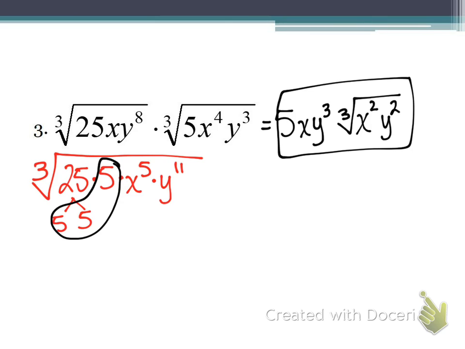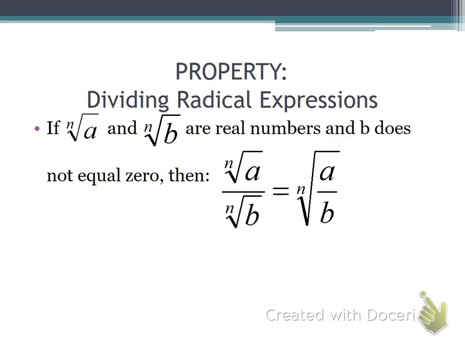Okay, ready to move on? Today's new property is the dividing radical expressions property. If the nth root of a and the nth root of b are real numbers and b does not equal 0, then the nth root of a divided by the nth root of b is equal to the nth root of a divided by b.